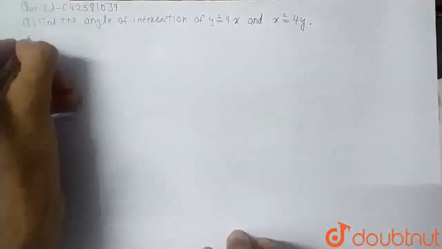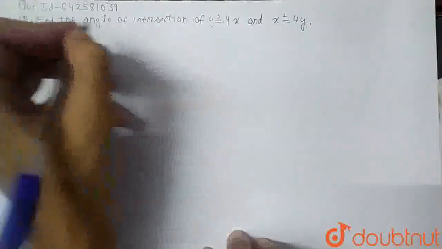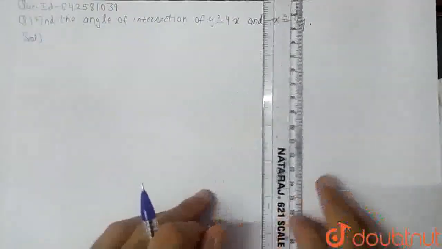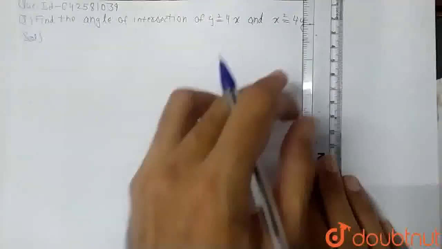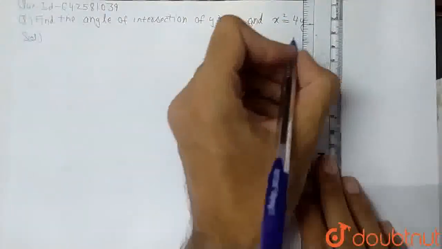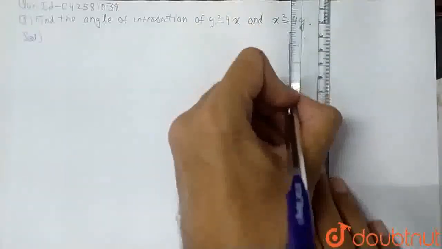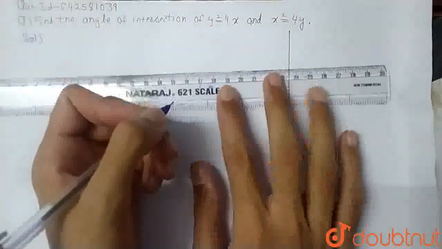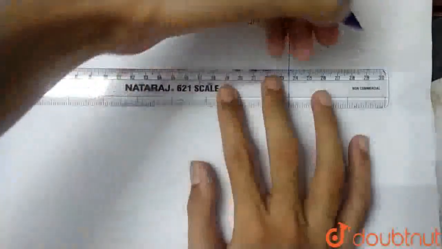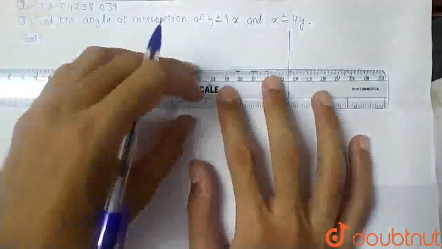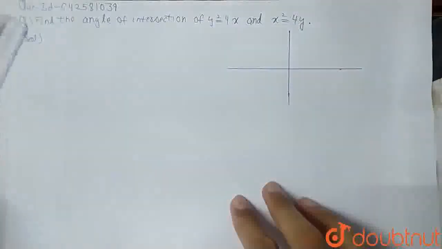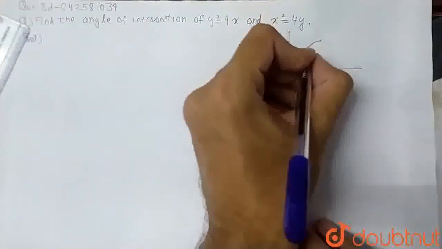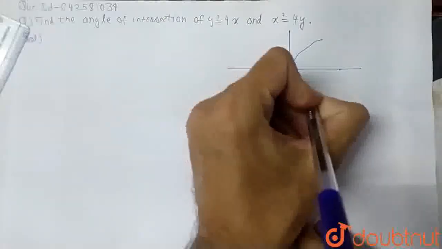So first of all, we will draw these two curves. This is our y-axis, and this is our x-axis. Now the first curve is y square equal to 4x. So we can say that this curve is this, y square is equal to 4x.